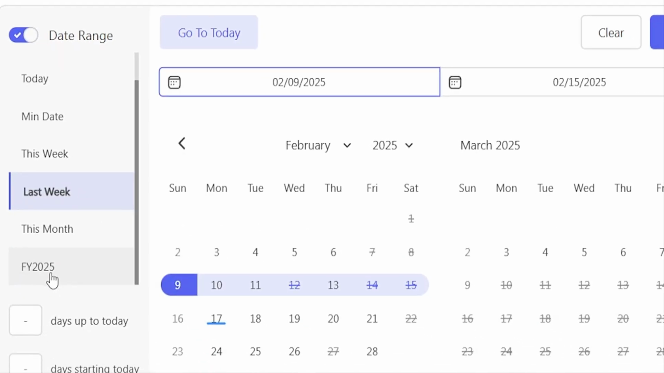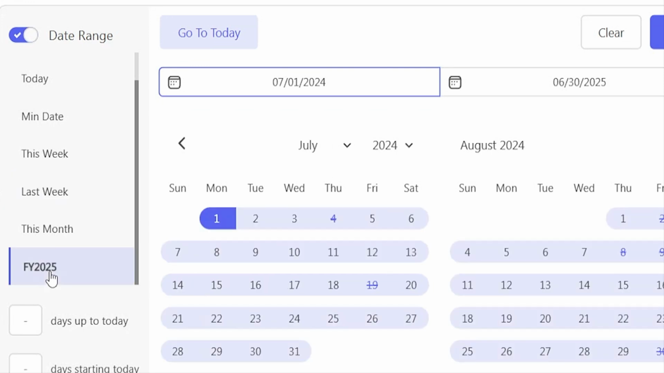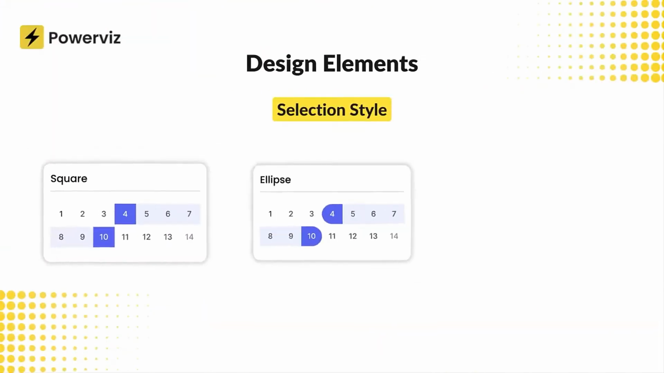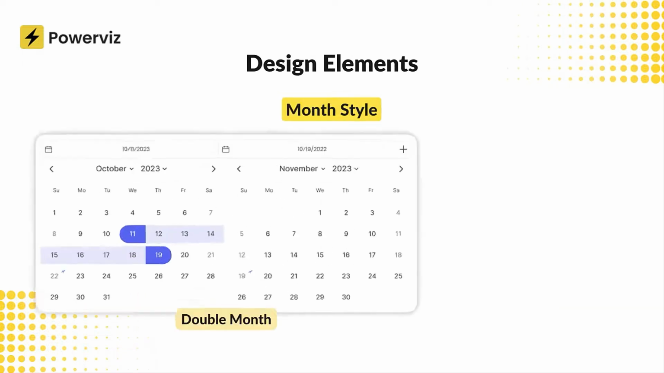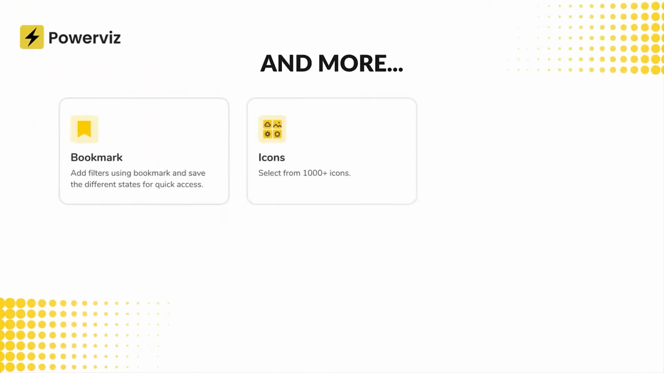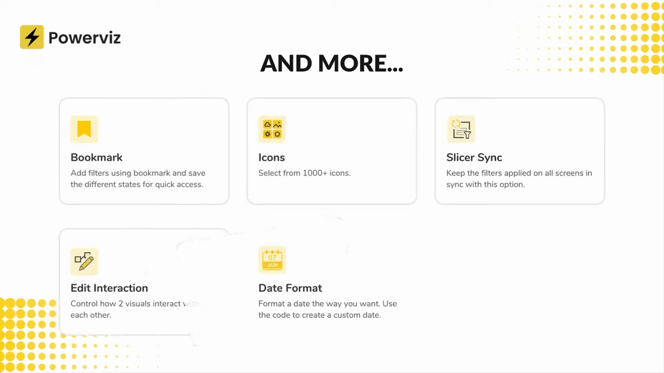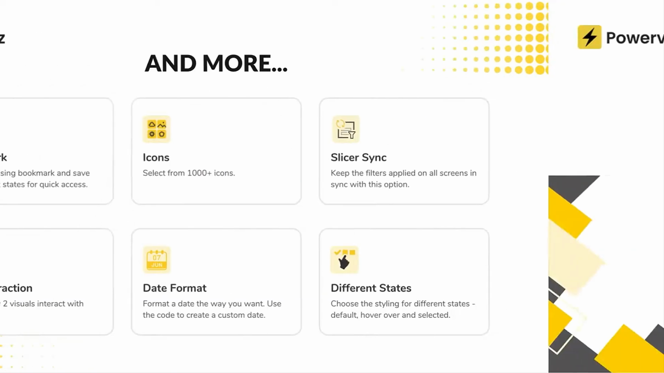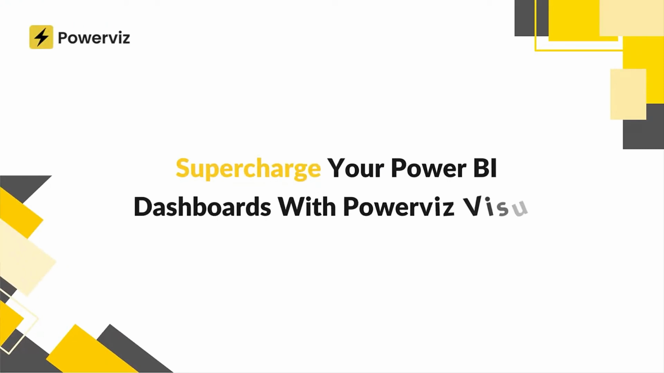In the preset section, you will now be able to see the FY 25 preset that we just created. And when you click on that particular preset, you will be able to see the dates automatically selected for the current fiscal year. And that's how you can easily set up a fiscal year preset using the date picker visual in Power BI. With just a simple measure, you can dynamically filter your reports based on fiscal years and improve your report interactivity.